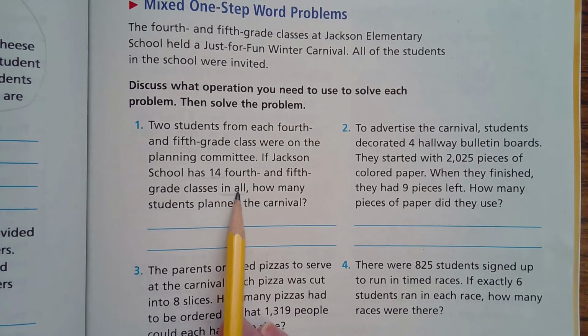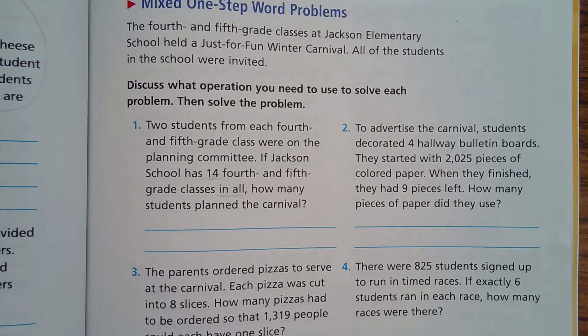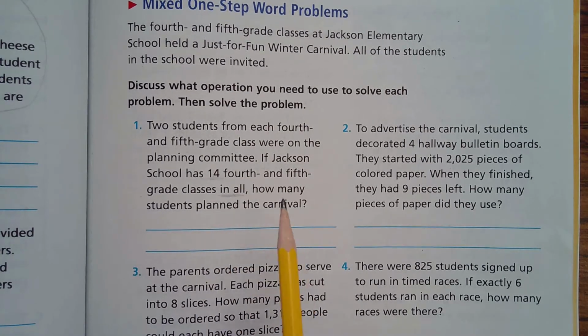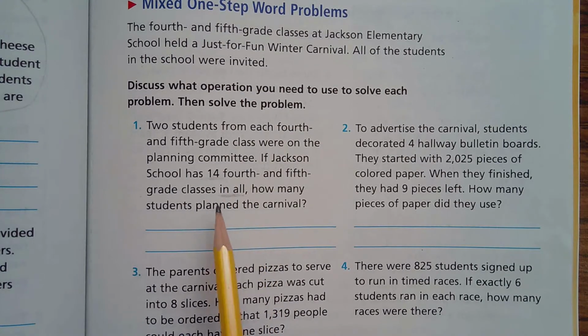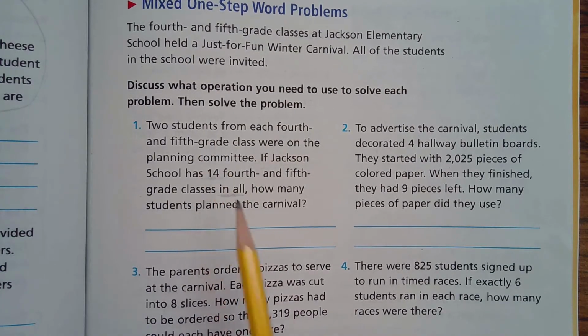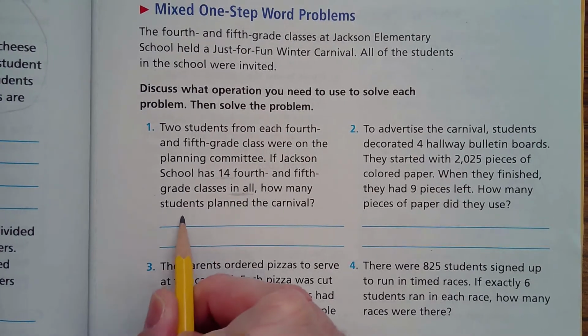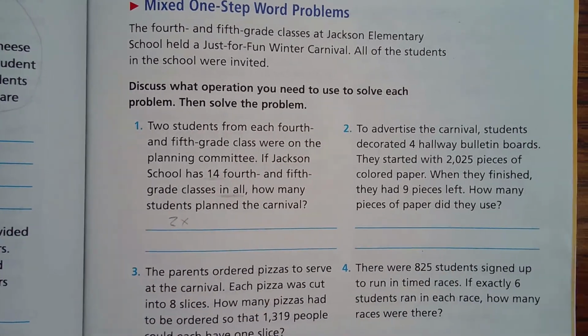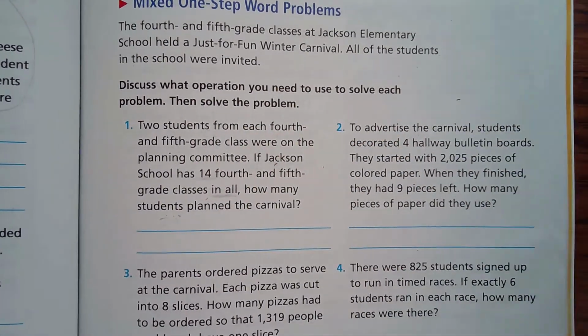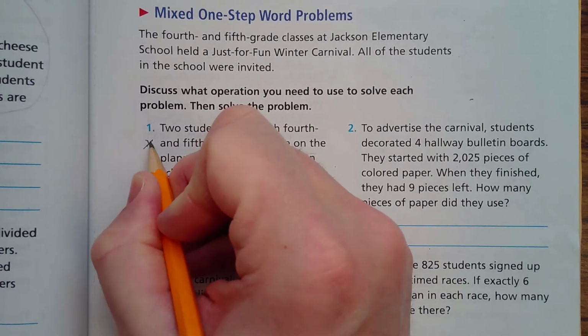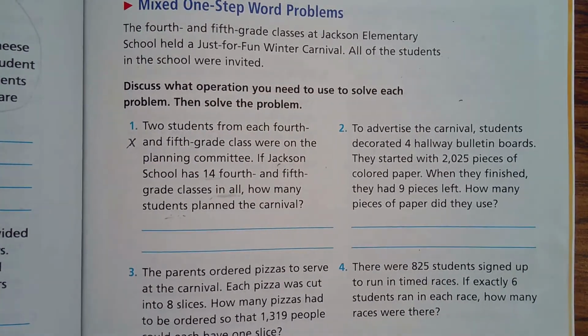Here's one of my clues right here, in all. If you see in all, oftentimes that means you're going to be either adding something up or multiplying, right? Those are numbers that are getting bigger, usually. So in this case, you could add, but you're probably going to do multiply. 2 kids from each of the 14 classes, that kind of looks like 2 times 14 to me. So in this one, I think is going to be a multiply. All right, on to 2.